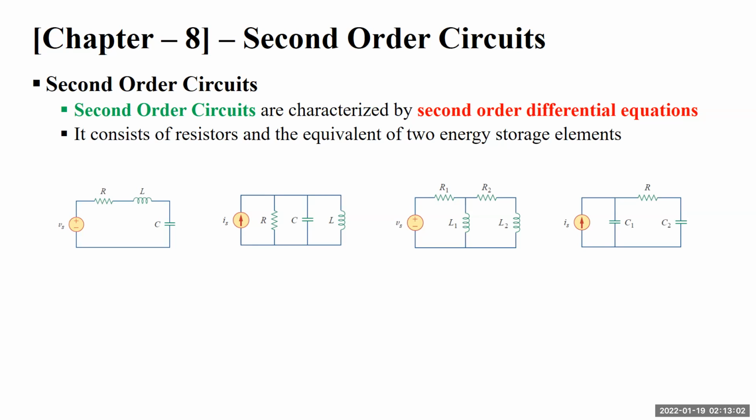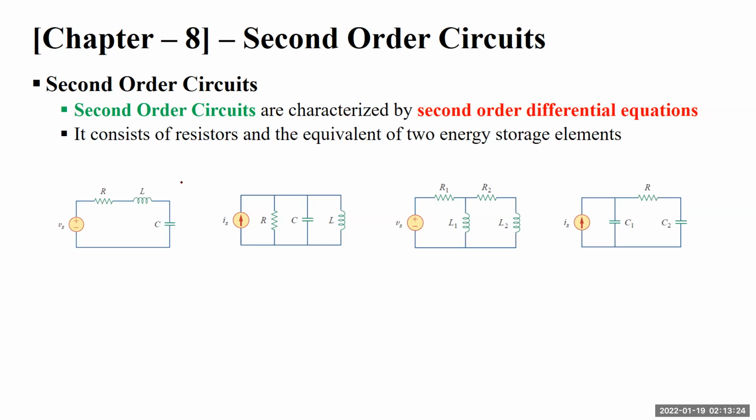They can be either a capacitor and an inductor, or they can be two inductors, or two capacitors. So it can be anything. Any combination of these will have a differential equation of second order.